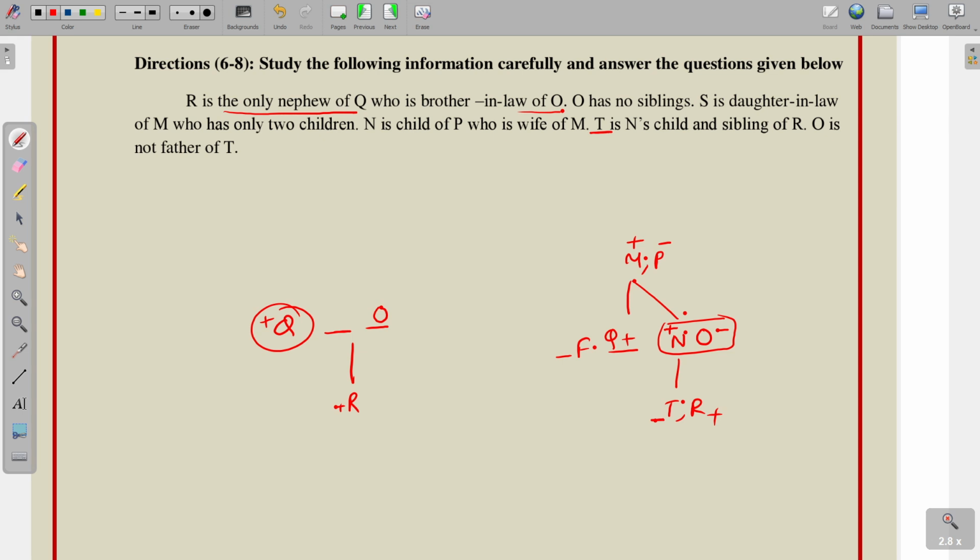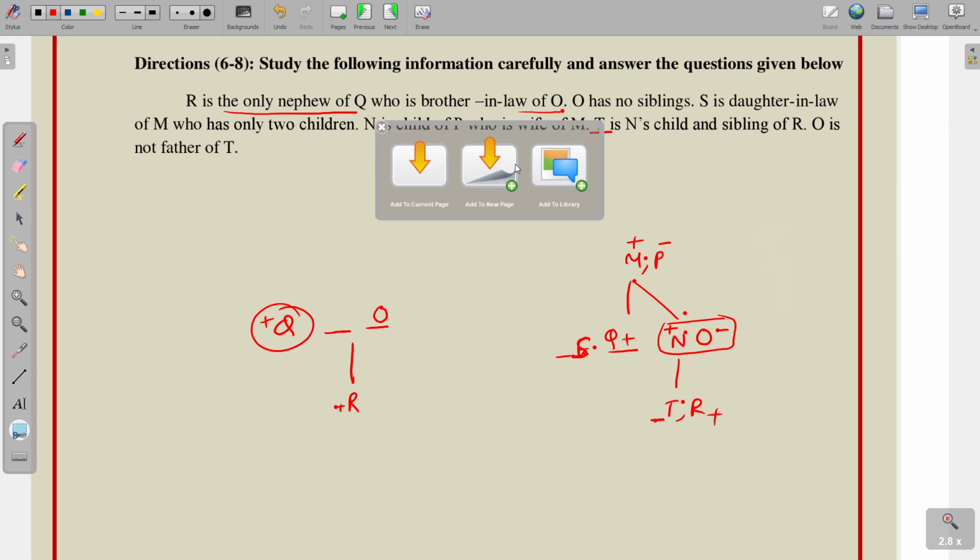So Q is placed here. Here is a mistake, look, it is not F here, so N. S is daughter-in-law of M, N is child of P who is wife of M, so it is S not F, so it is S. So just a silly mistake it is. So this is the final arrangement of the blood relation.